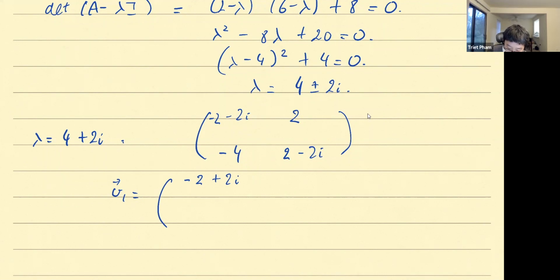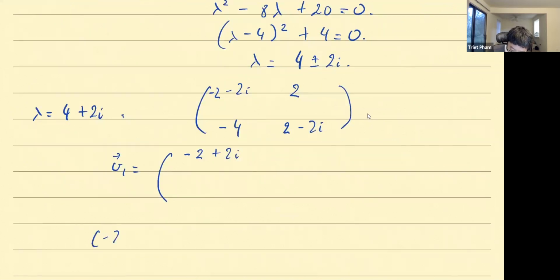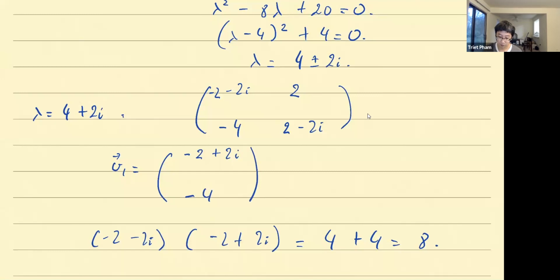So if you do that, minus 2 minus 2i times minus 2 plus 2i will be a squared plus b squared, which is 4 plus 4, which is 8. Okay. So that means this one should be -4. Or that could be just simplified down to -1 plus i and -2.